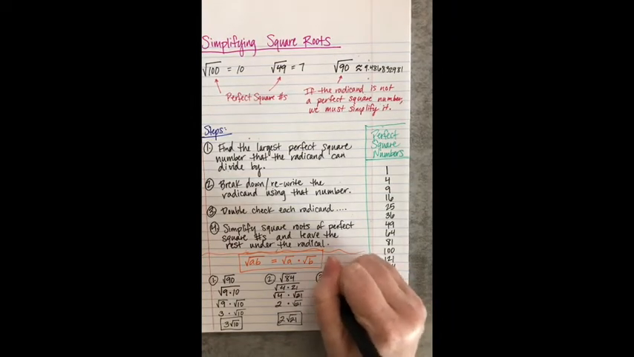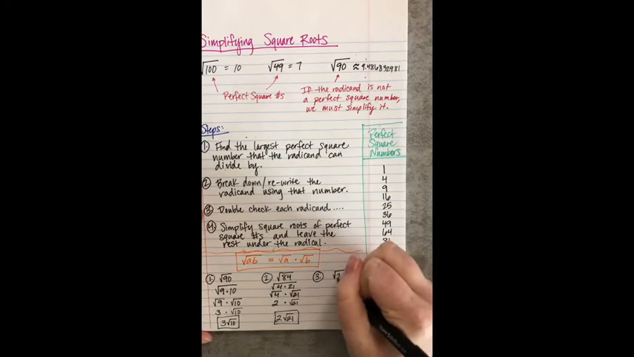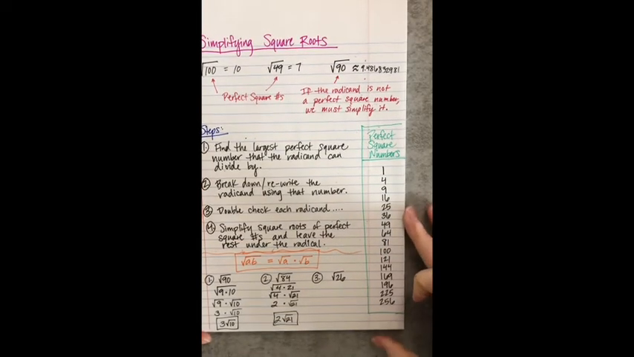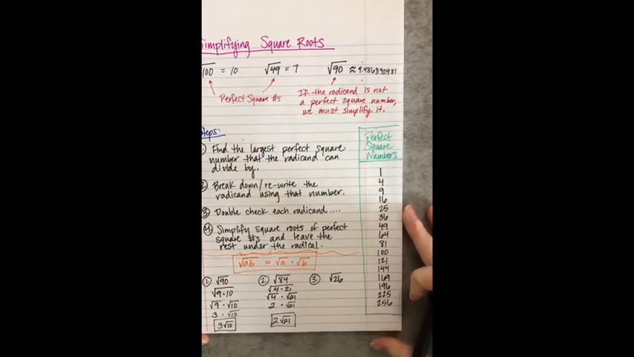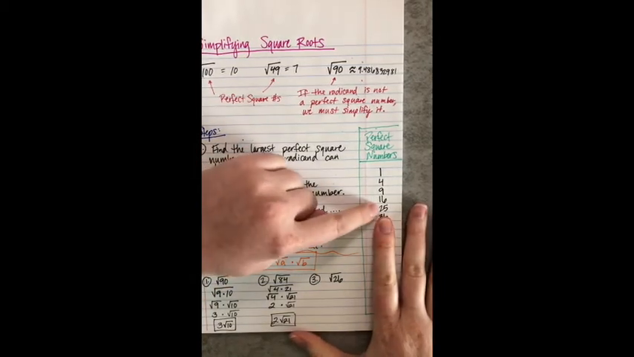Okay, let's fit one more in here. Let's do square root of 26. Square root of 26. Okay, so if you want to use this little method here, anything 36 and above is too high. 26 divided by 25, not a pretty number.